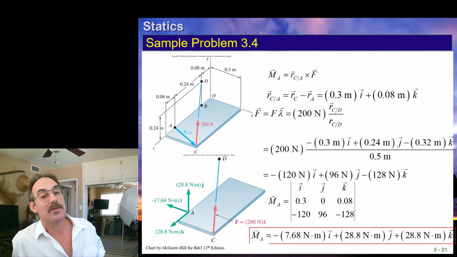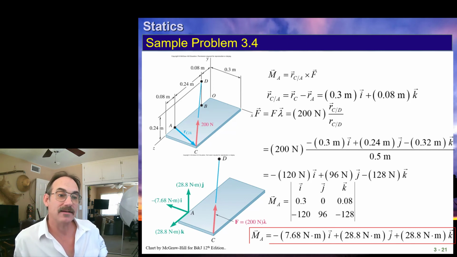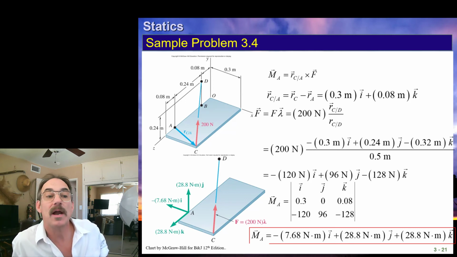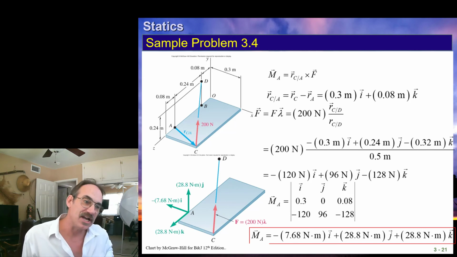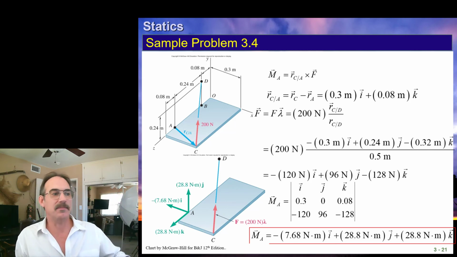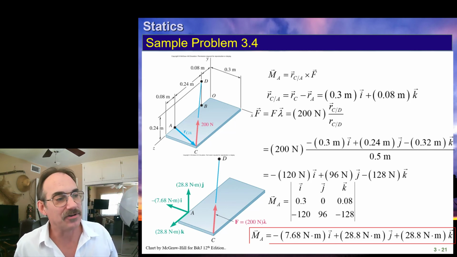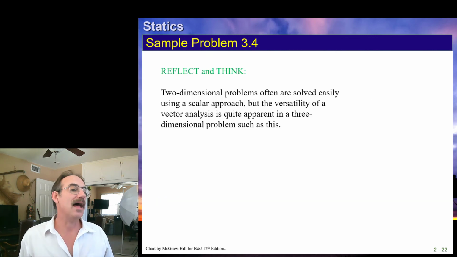See how that is? If you want to know what the magnitude of the moment is, you just take the square root of the sum of the squares, right? This 7.68 minus 7.68 squared plus 28.8 squared plus 28.8 squared. Take the square root of all that mamba jamba. That gives you the magnitude of the moment about that point. But this vector tells you everything you need to know about that moment. Okay?